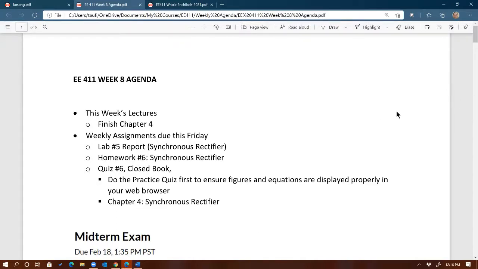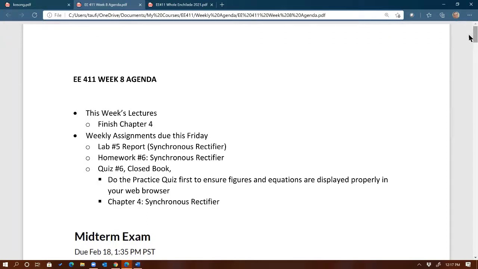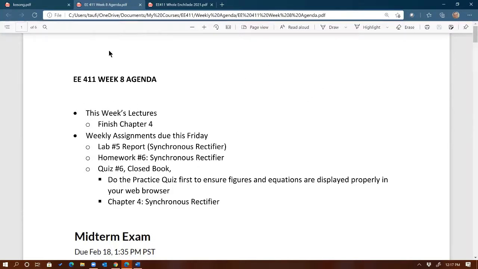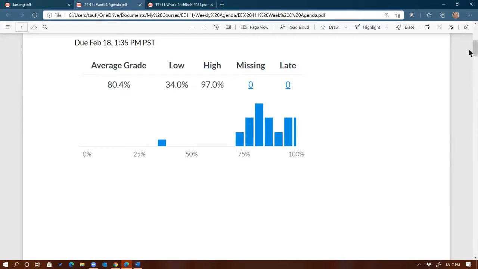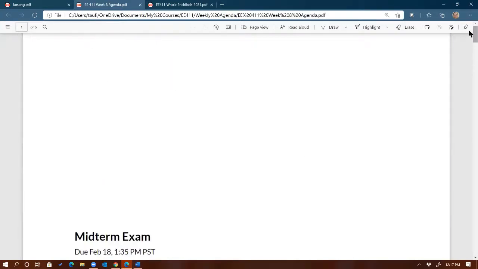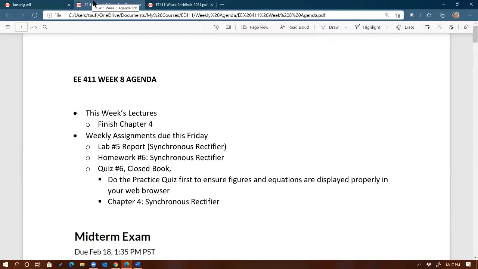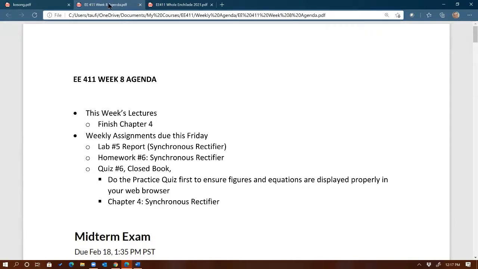Yeah. So it's more like how do you design inductors and transformers based on requirements. All right. I think that would be it. Let's see. Again, this is included in the weekly agenda that I've posted on the Canvas. All right.